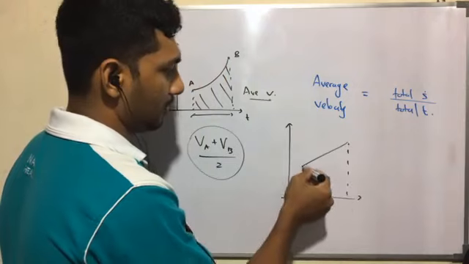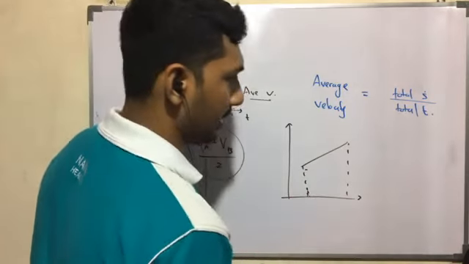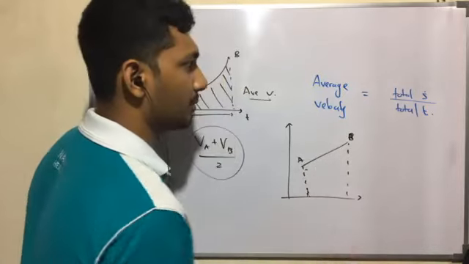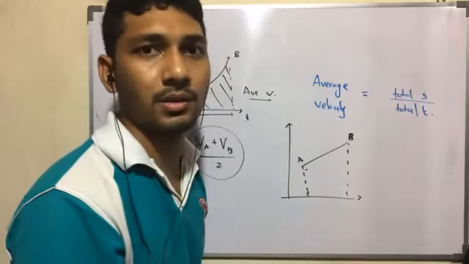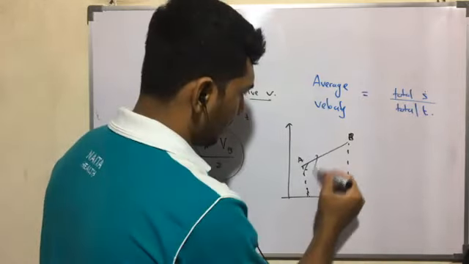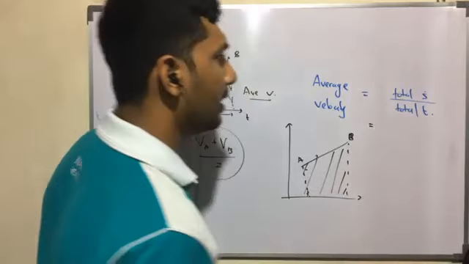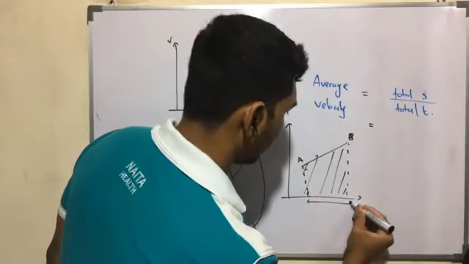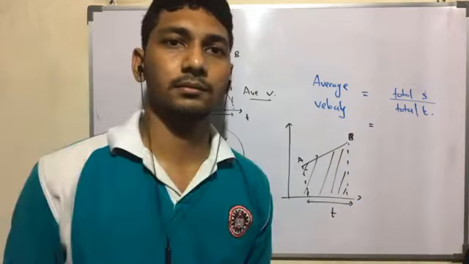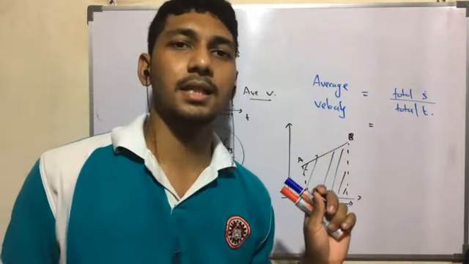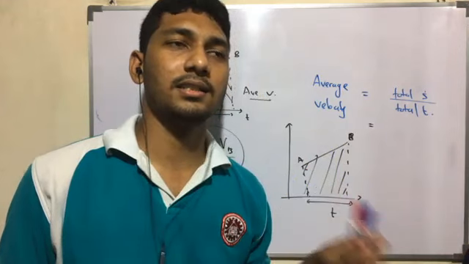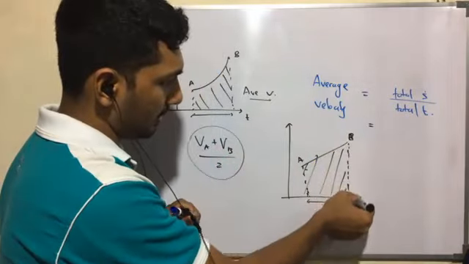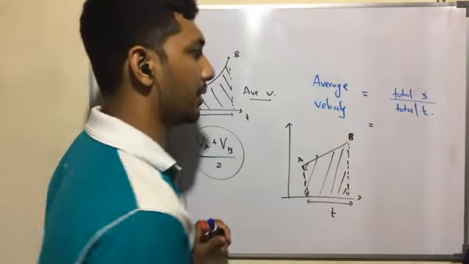The actual average velocity of this motion, AB, is total displacement over total time. So what is the total displacement? This area. Can you tell me the equation for the total area of this? The time is t. What is this 2D shape called? Trapezium. Yeah, trapezium. So tell me the equation for the area of a trapezium.